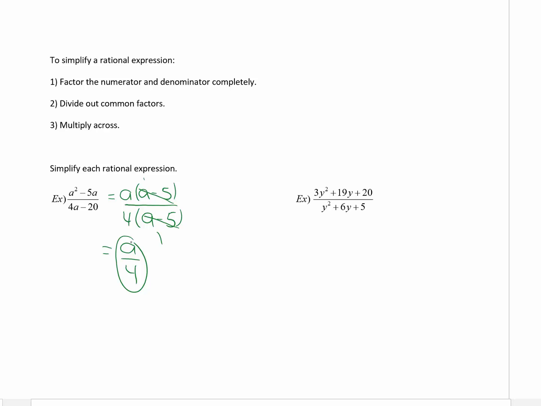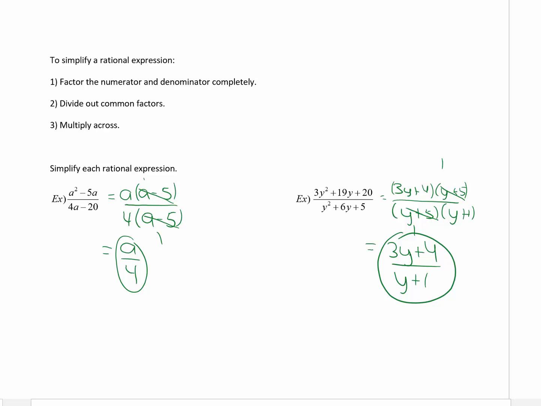Okay, so now let's take a look at the next example. So I want to be able to factor the numerator and the denominator. Okay? So I can factor the numerator and denominator like this. Now, what do you notice? There is a common factor of y plus 5 that I can divide out from the top and on the bottom. So I have 3y plus 4 divided by y plus 1. Again, I cannot divide out the 3's here. Again, I can divide out common factors, but I cannot divide out common terms.